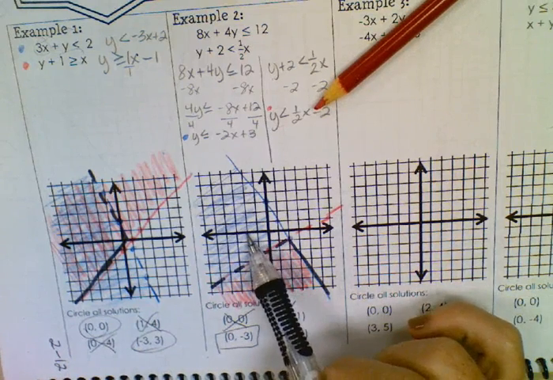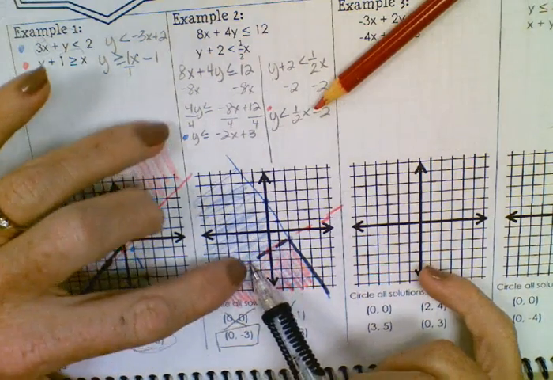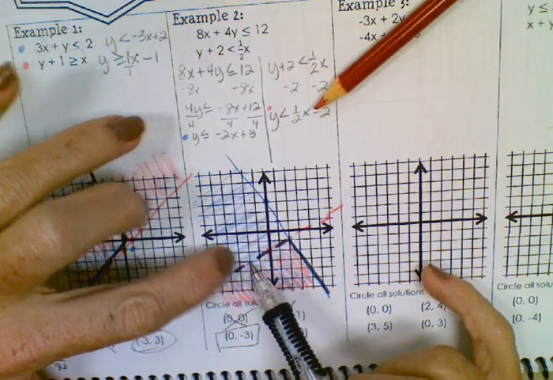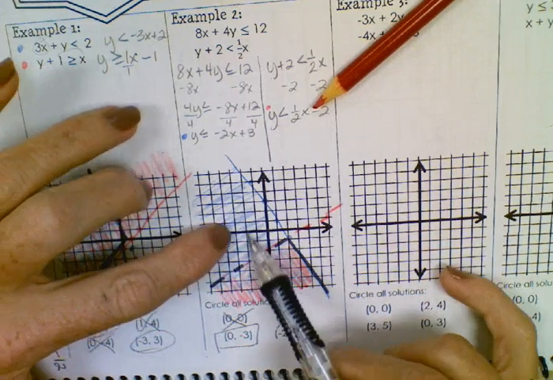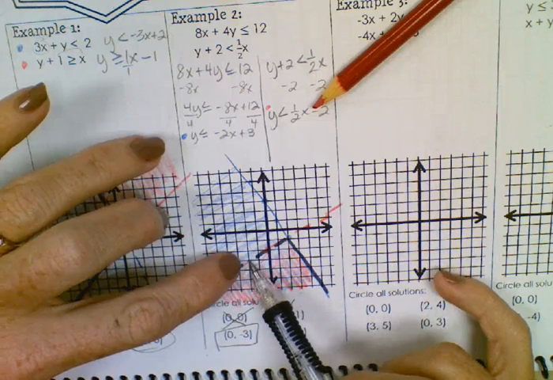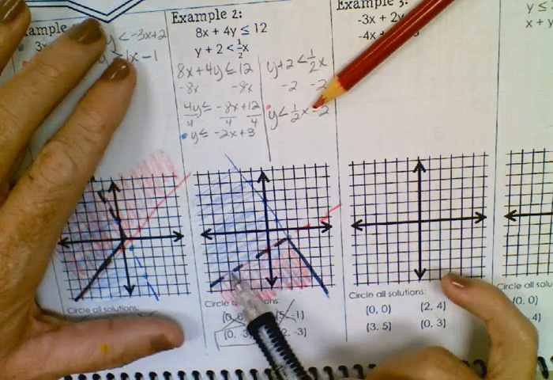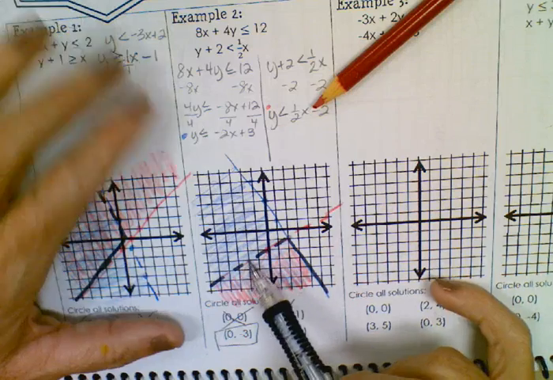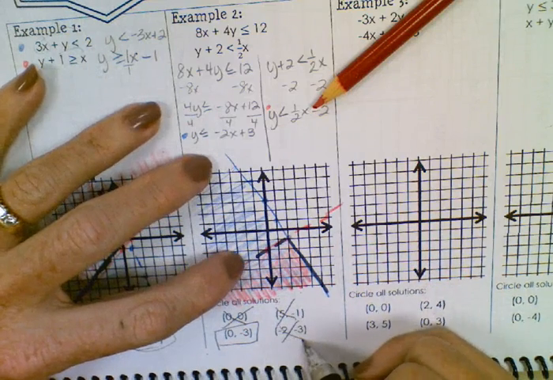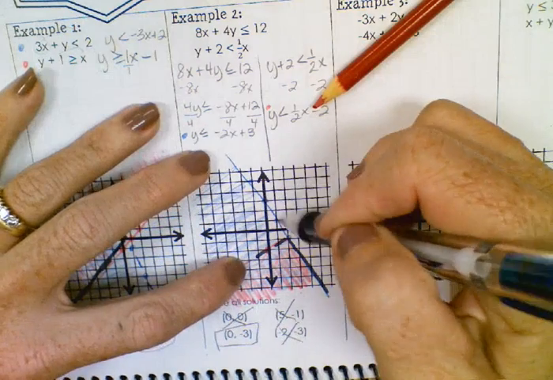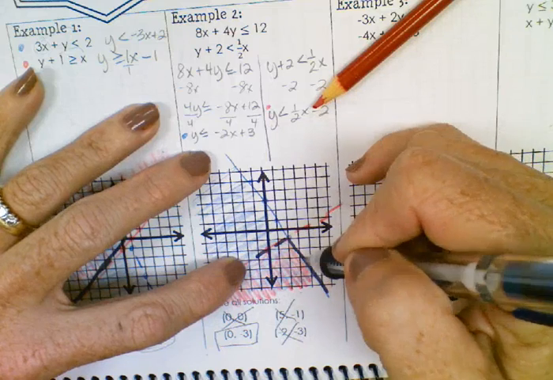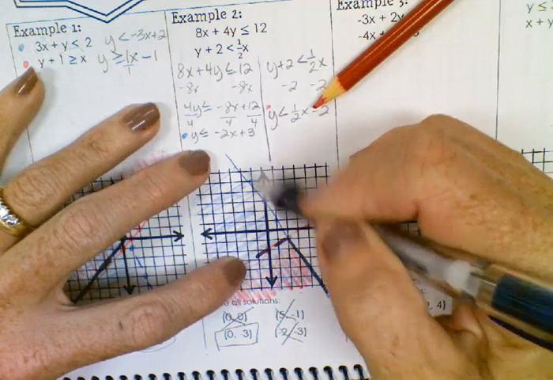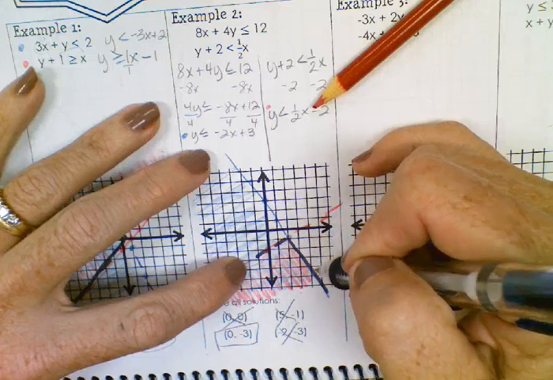And -2, -3. Now this you need to be careful of. That line right there is dashed. So even though -2, -3 is on that line, the dashed line excludes all of those values. So that would not be a solution. If you had a point on the blue line, that would be a solution because it's a solid line, which means all of those solutions are included.